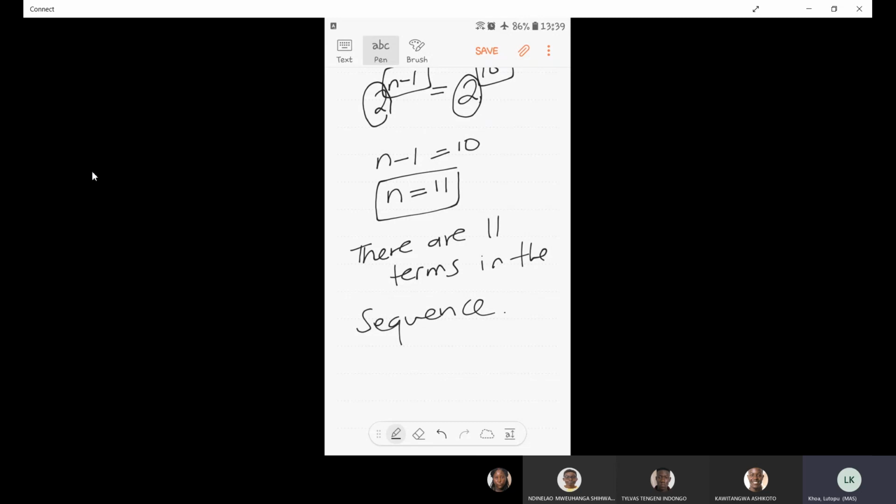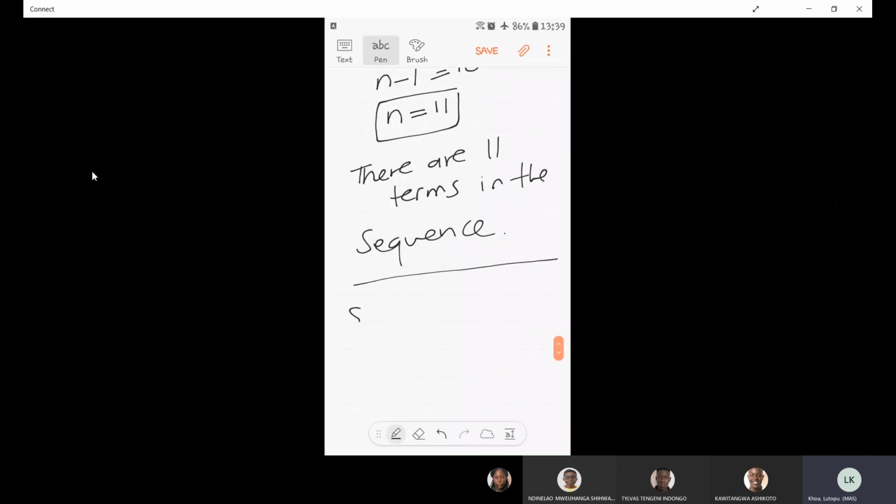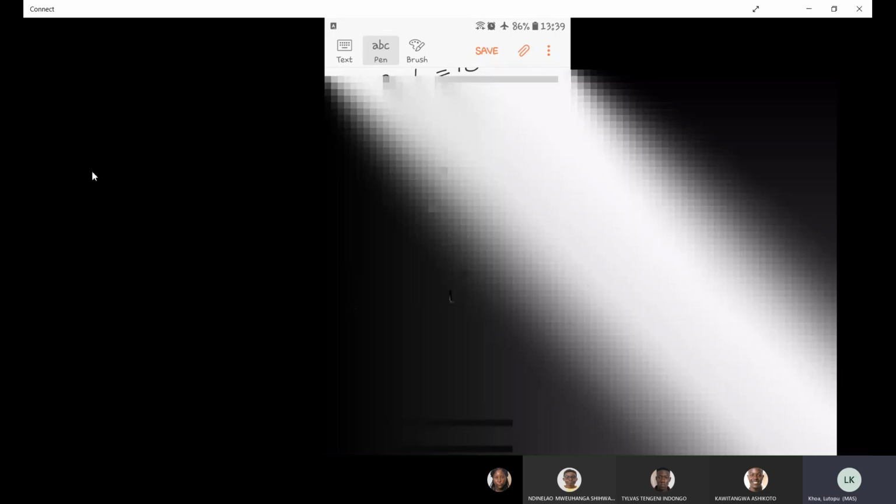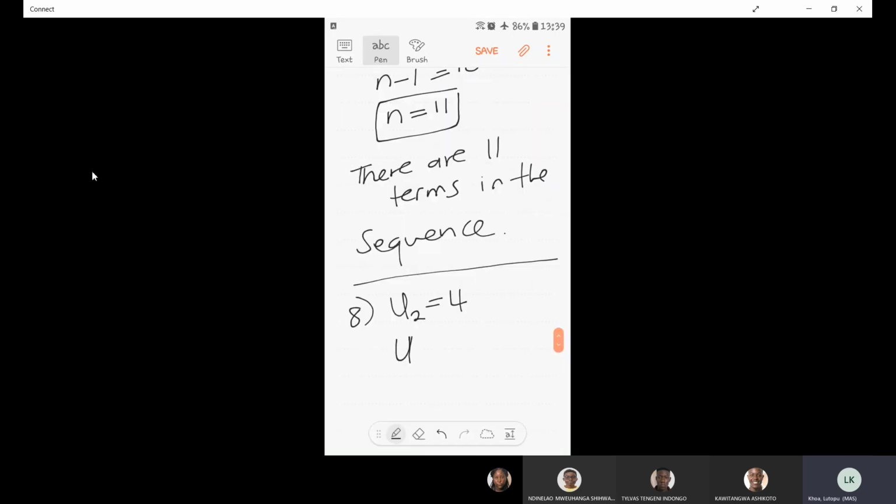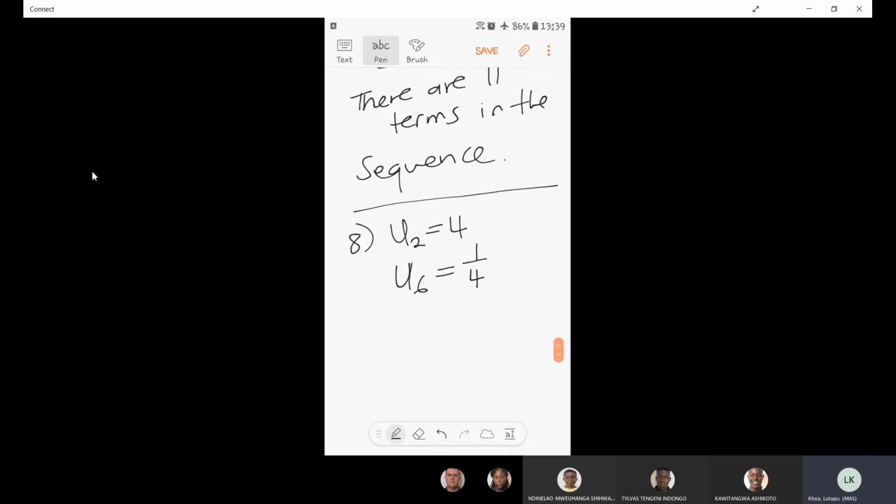And number 8, we are given the second term, this is 4. And then we are given the sixth term, which is 1 over 4. And what we need to work out is the first term and the common ratio, and then list the terms.